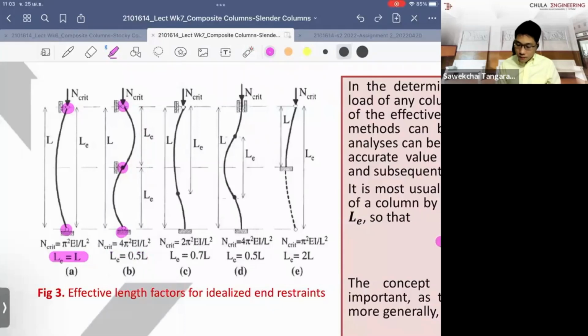When you have a different boundary condition, for example, a fixed end at the bottom and a roller at the top, the effective length becomes less. The less the effective length, the better, because the member is not as subject to the buckling equation, or member buckling, right?